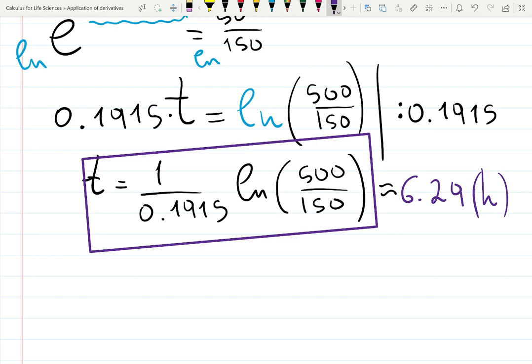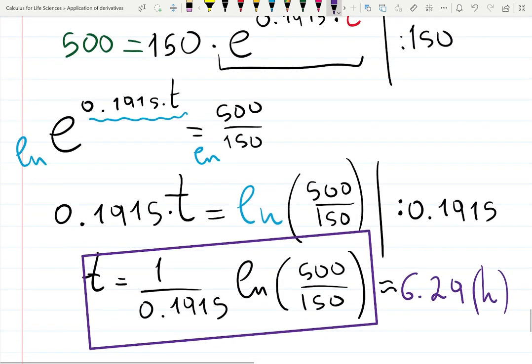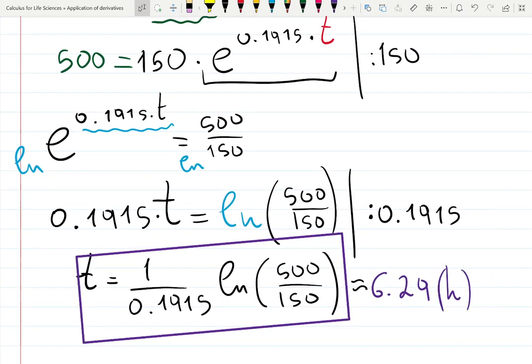So we need to wait for 6.29 hours to get 500 bacteria for our experiment. That's the idea. There's only one important question we did not answer. Well, there are so many questions we can answer.